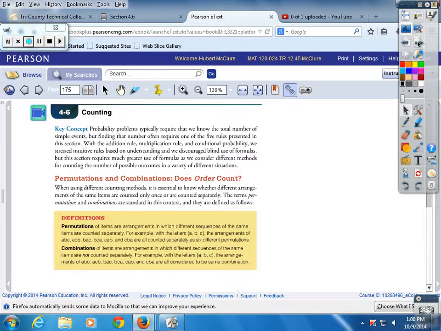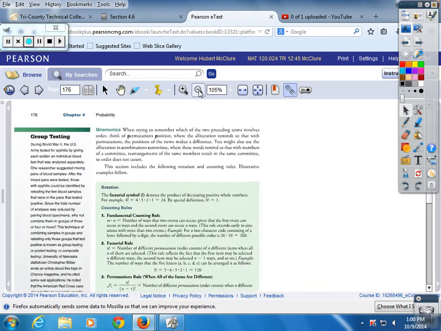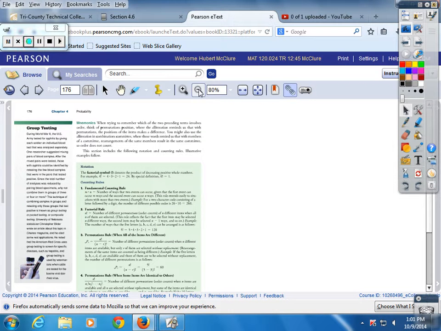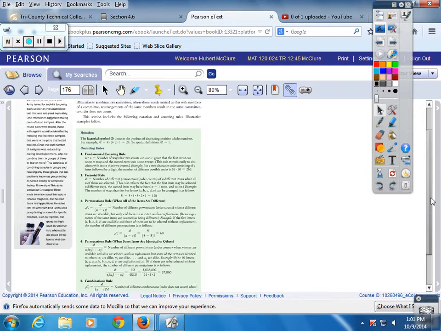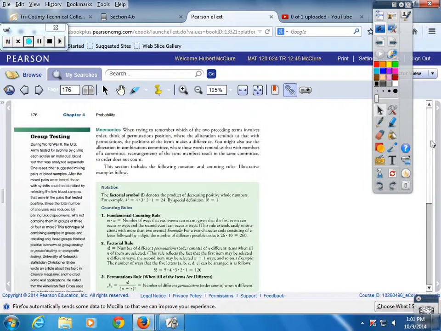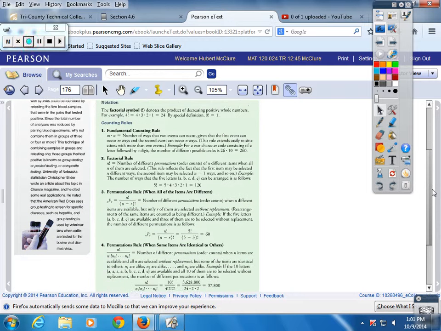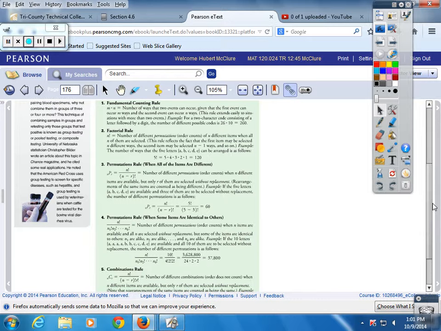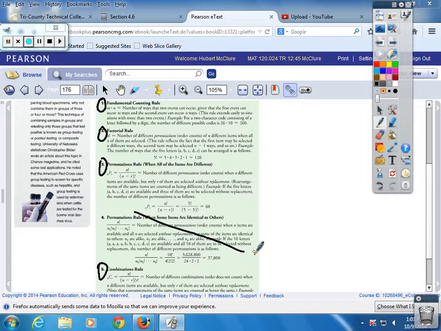Now, the only other thing I want you to make note of in your book is page 176. And this is very important. I want you to make a note of number one, number two, number three, and number five. I don't do number four because, in my opinion, number three and number five are more important than number four.